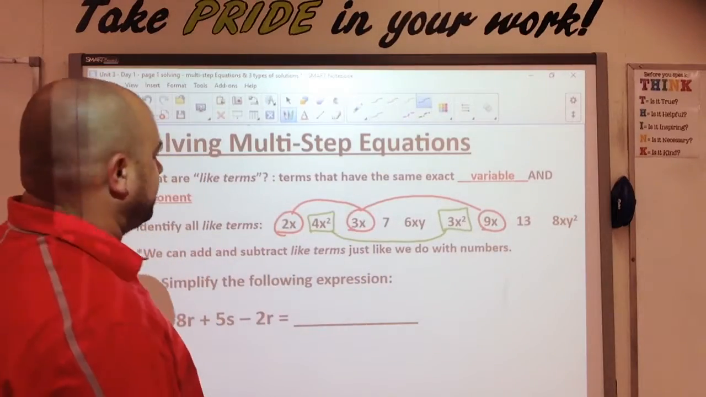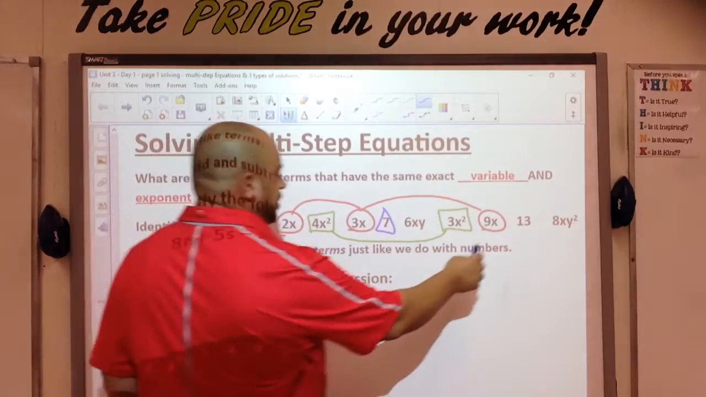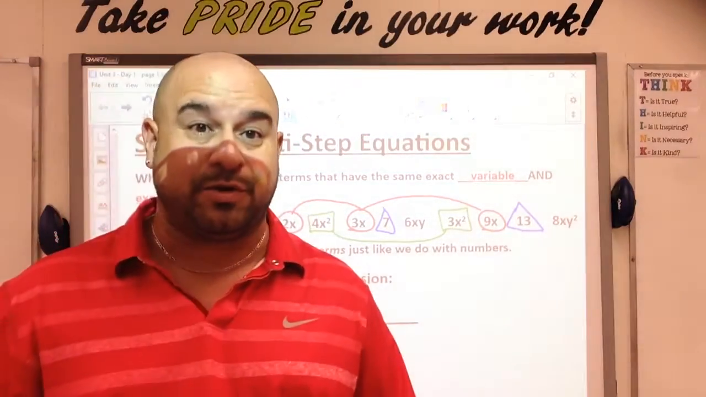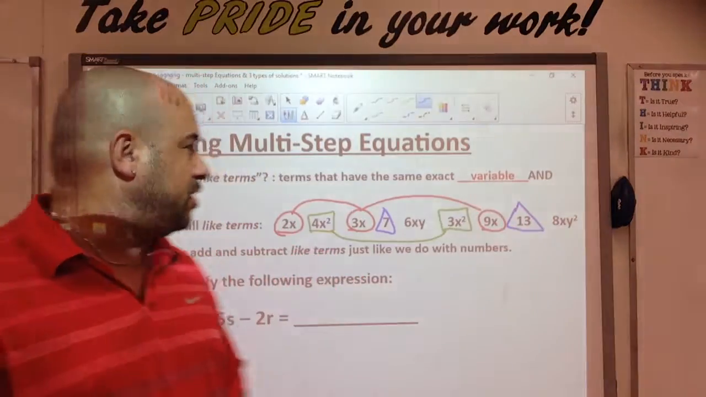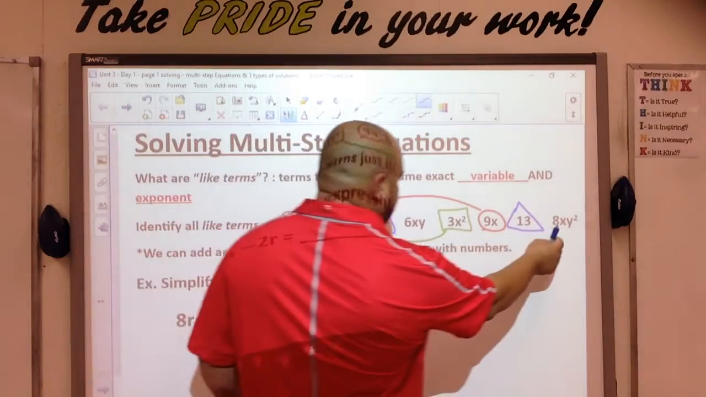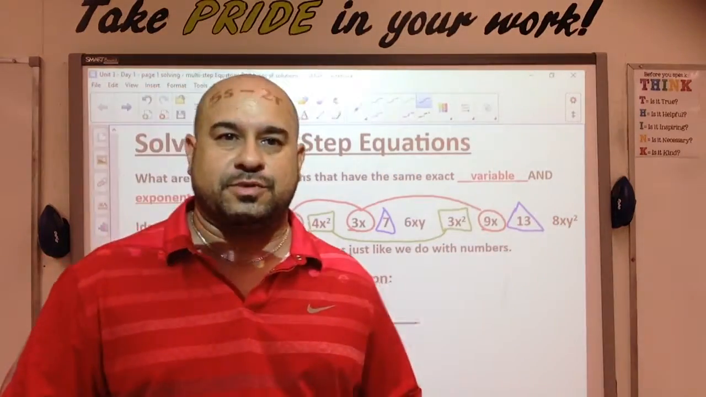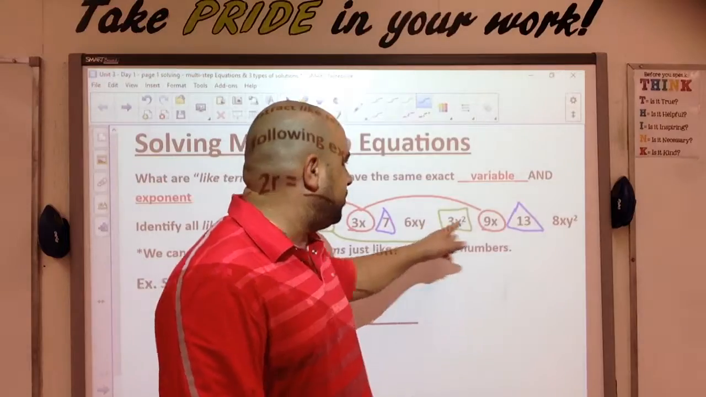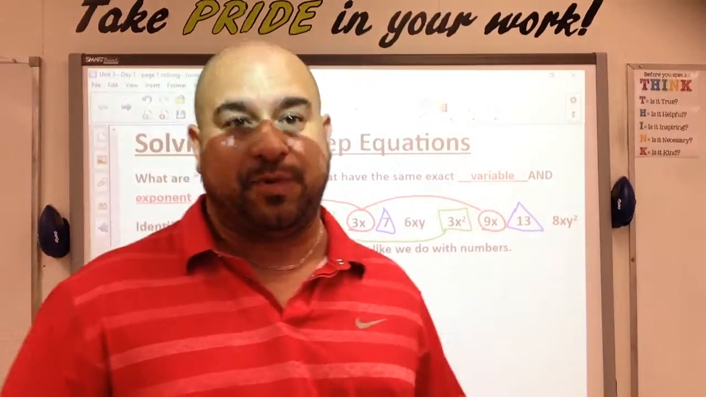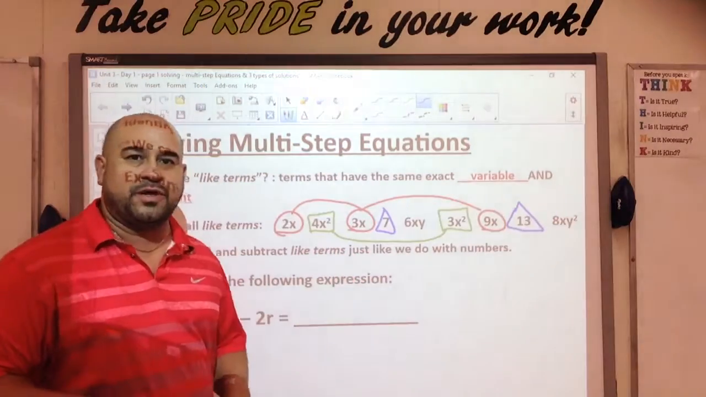Now let's talk about the 7. 7 is here, and I can do a triangle for it. I also see a 13. The reason they're like terms is because they're just numbers. They go together, two regular whole numbers. Now I see a 6xy here, but I see an 8xy squared. They are not like terms because the y's have different exponents. We can add or subtract like terms just like we do with numbers.